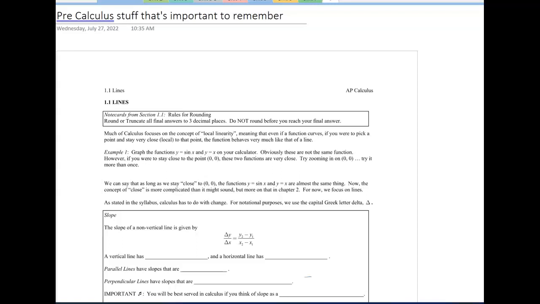Alright, so let's go ahead and jump in and get started on something that should be hopefully familiar, at least from Algebra 1 and beyond. This concept is called lines. Lines are pretty important in calculus. Most of calculus focuses on this concept called local linearity, meaning that even if a function curves and we were to pick a point to say very, very local to a point, the function behaves very much like a line.